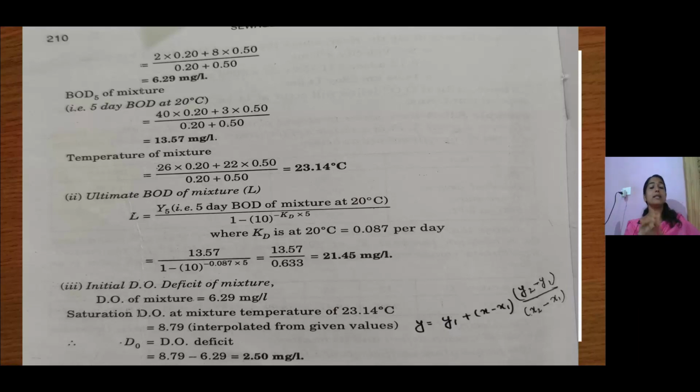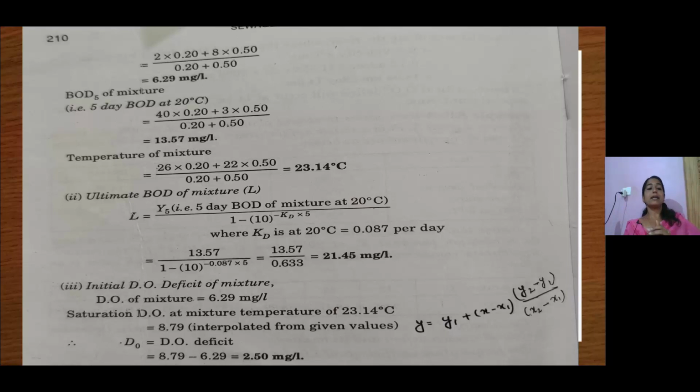Then same way you can calculate the BOD5, that is 5-day BOD of mixture at 20 degrees centigrade. Here all the values are given in the table itself, that is 40 into 0.2 plus 3 into 0.5 divided by 0.2 plus 0.5. We get a 5-day BOD at 20 degrees centigrade as 13.57 milligram per liter. Same way you can calculate the temperature of the mixture also. The temperature of the sewage and the rate of flow of sewage are given, the temperature of the river and the rate of flow of the river are given. Then the calculated value of temperature of mixture is 23.14 degrees centigrade.